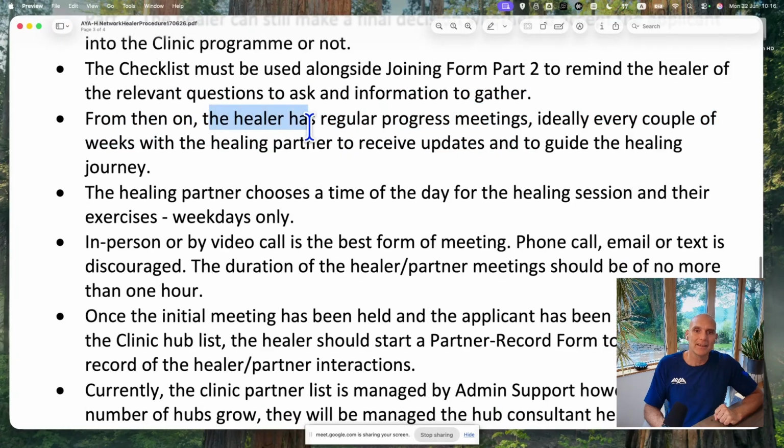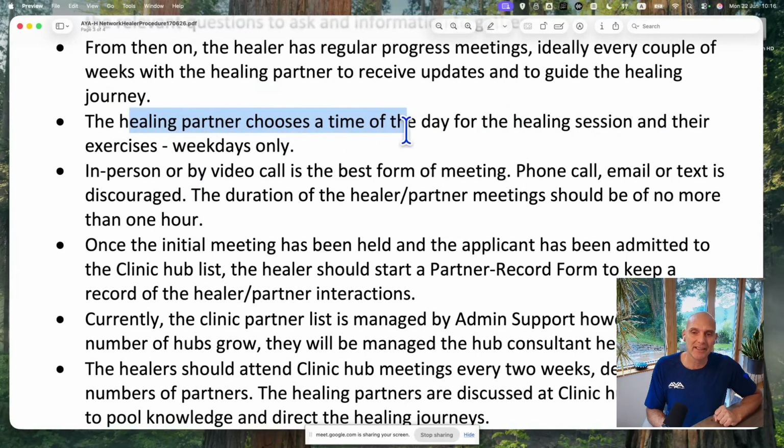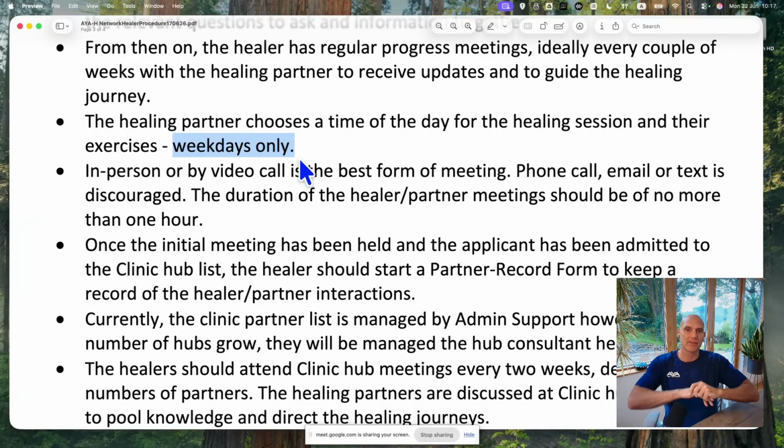From then on, the healer has regular progress meetings, ideally every couple of weeks, with the healing partner, to receive updates and to guide the healing journey. The healing partner chooses a time of the day for the healing session and their exercises. And weekdays only, we have made a point of this. The reason why we're going for weekdays only is to get everybody into the idea that weekends are off limit. Now, it doesn't matter to the healer really, does it? Because the healer doesn't sit down and send energy healing to the healing partner, because it's higher mind healing.